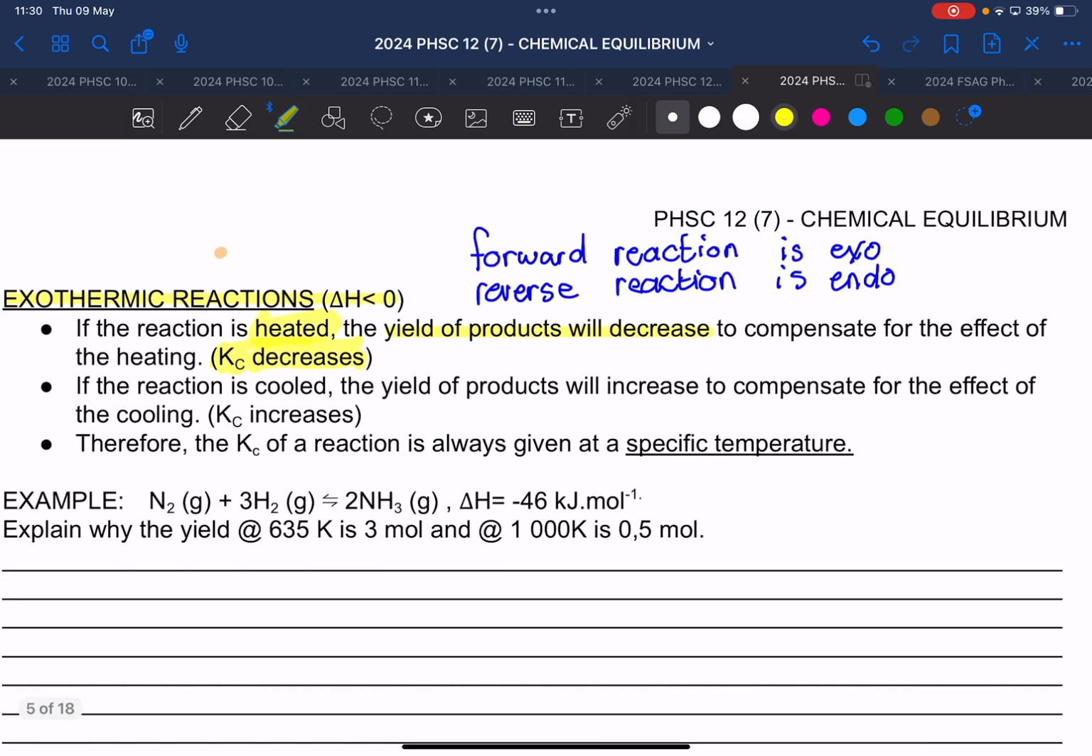So if our reaction is cooled, we take temperature away, right? Which of our reactions, forward or backwards, will be favored? Forward, because it's our exothermic reaction. So we take heat away. Le Chatelier says we want to put heat back. So the exothermic reaction is favored. So the yield of our products will increase, right? Because our forward reaction takes our reactants and turns them into products. And our equilibrium constant will be increased.